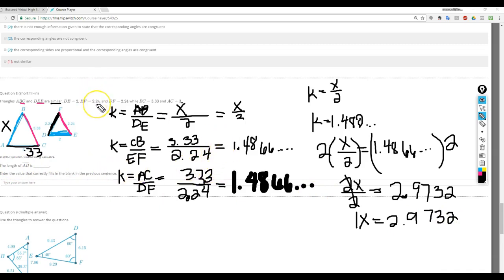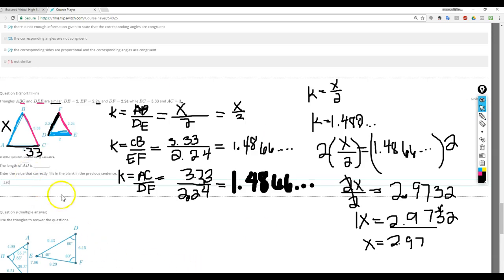And since these are rounded to the nearest hundredth, I'm going to round this to the nearest hundredth, so it's 2.97. Since 3 is less than 5, it would not round that 7 up. So it would be 2.97.